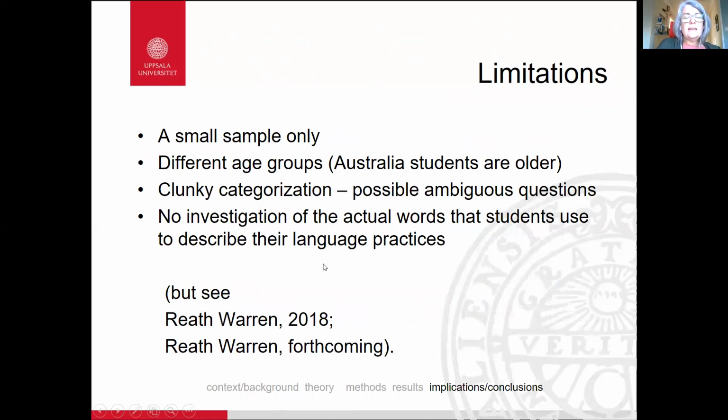Limitations on this study: it is a small sample only. There are slightly different age groups, somewhat clunky categorisation at this stage, which I'm still working on, and potentially ambiguous questions. Some students found a question like, what language or words do you use, difficult to deal with, and it is difficult to think and report accurately on the words and languages that you use, I think.